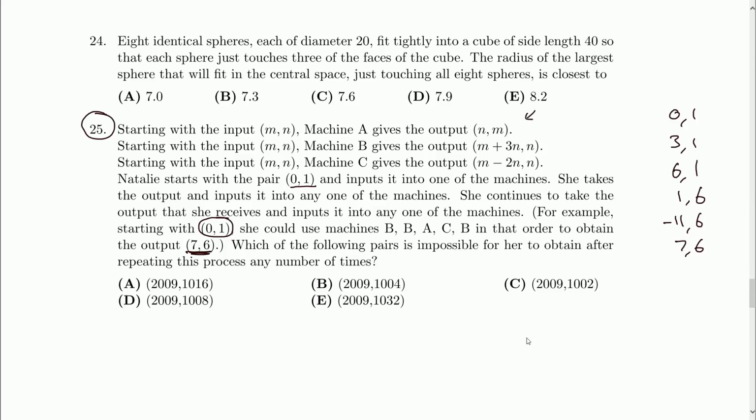Well, machine A doesn't really do a whole lot that's meaningful. So I would roughly ignore him. But machine B and machine C, these are adding multiples of n. So if m and n have a factor in common, well, m plus 3n will still have that same factor in common with m, with n. Same with m minus 2n. Okay, we can begin to show things like that.